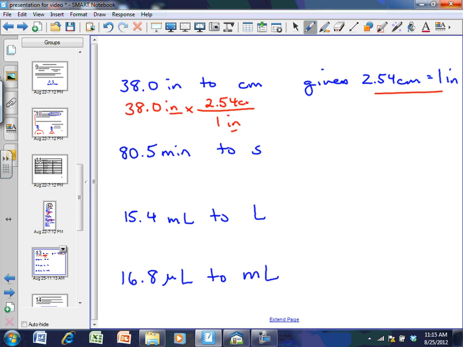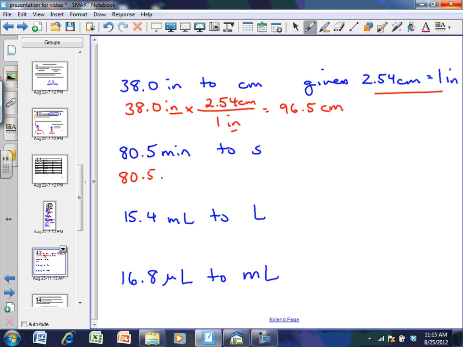2.54 centimeters. Type in on your calculator 38.0 times 2.54. You get 96.5 centimeters. 96.52, but we round to 96.5. More on significant figures later.